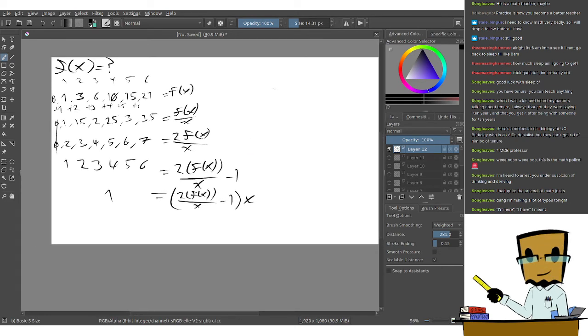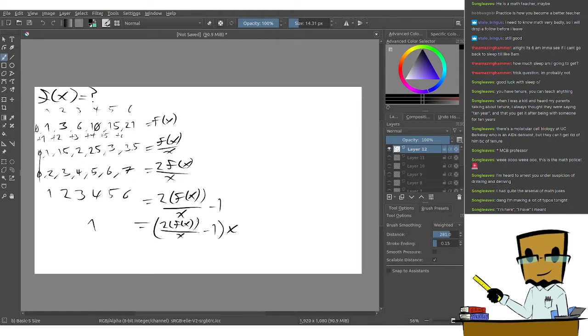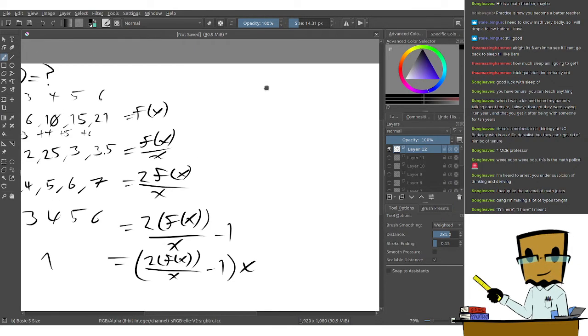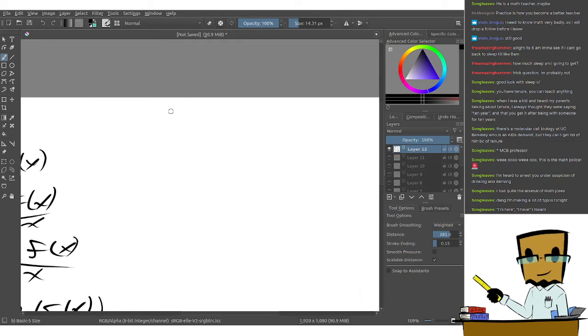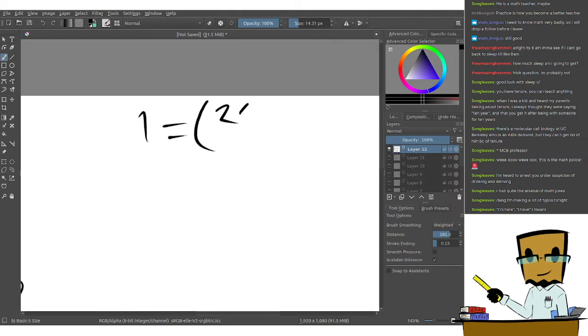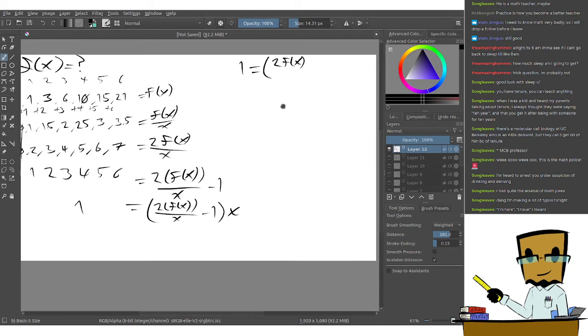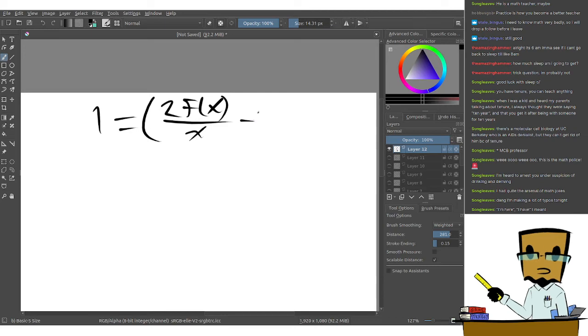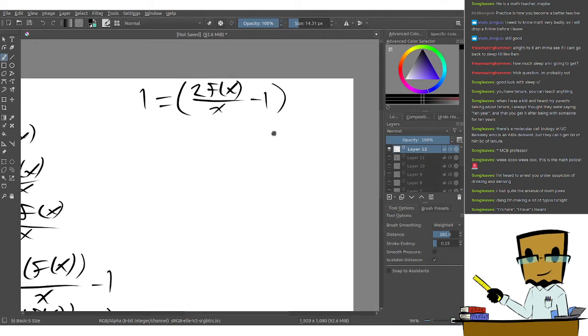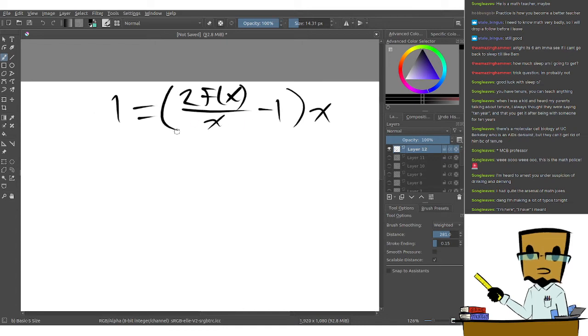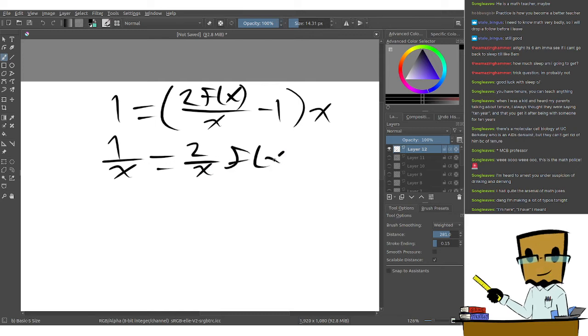So, now, let's solve for f of x. So, up here, 1 equals 2 f of x over x minus 1 times x. Welcome to algebra. Now we can solve for this. So, if we divide both sides by x, we get 1 over x equals 2 over x of x minus 1.